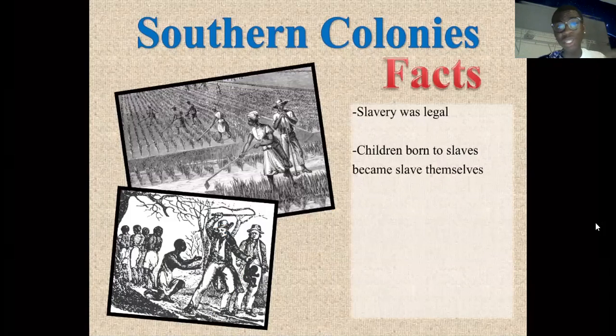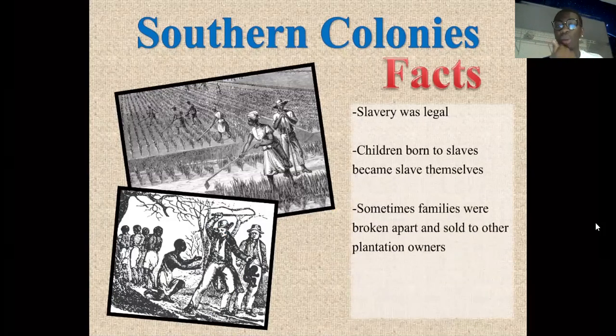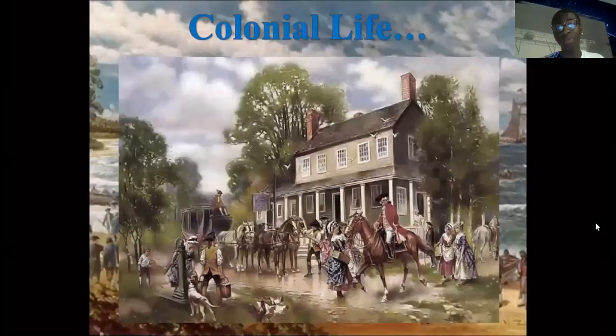All right, slavery was legal in the southern colonies. Children born to slaves became slaves themselves. What else do we have here? Sometimes families were broken apart and sold to other plantation owners. Enslaved people were often beaten or abused.